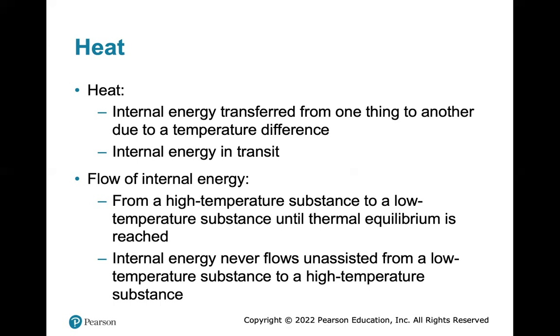Heat is the transfer of the high kinetic energy of one object to an object that has lower kinetic energy. So it's the flow of internal energy from a high temperature substance to a low temperature substance until thermal equilibrium is reached. And so it always flows from high temperature to low temperature. Internal energy never flows unassisted from a low temperature substance to a high temperature substance. So it's always from high temperature to low temperature.